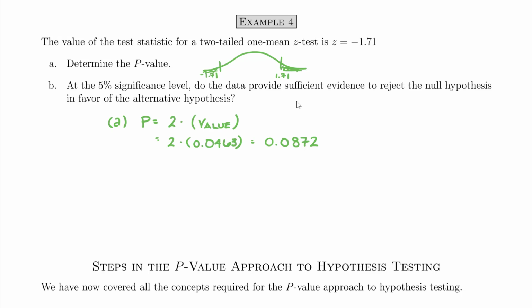And then now we're going to look at part B, where we have a significance level. So when we look at our alpha, again, it's 0.0872 compared to 0.05. Well, we notice that 0.0872 is greater than the given significance level of 0.05. So here, again, we do not reject the null hypothesis.